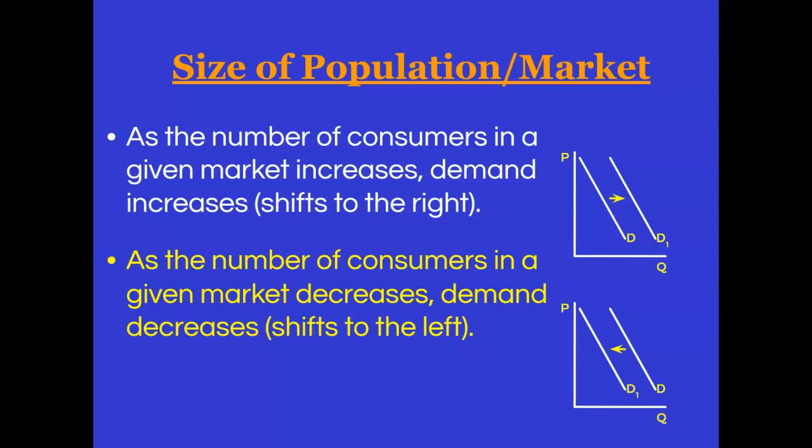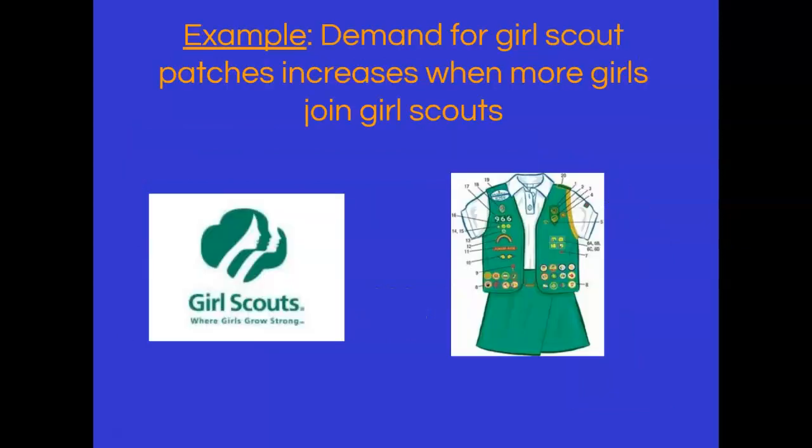The size of the population market. So as the number of consumers in a given market increases, demand is going to shift to the right. As the number of consumers in a given market decreases, demand is going to shift to the left. This is pretty intuitive, but let's talk about an example here.